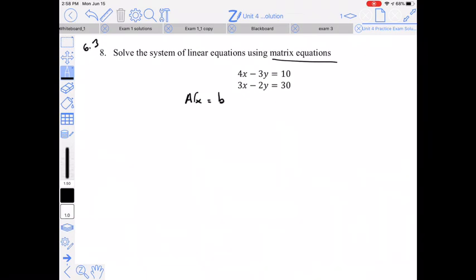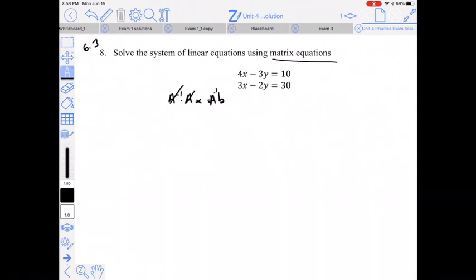And then to solve for the matrix containing the variables, remember we need to multiply by the inverse of A on both sides of the equation, because when you take a matrix and multiply it by its inverse, that reduces it to the identity matrix, leaving us our variable matrix. So that's the process that we need to show.